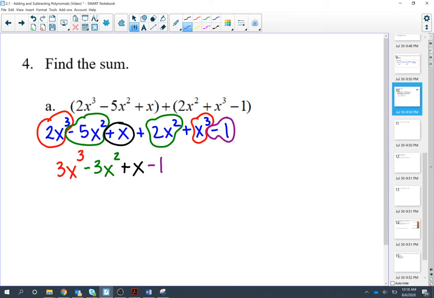Now, from here on out, all answers must be written in standard form. If they are not in standard form, you are not attending to precision, which is actually a math standard, so I will dock you a point. So standard form, we've got the x cubed followed by the x squared followed by the x followed by the constant. We are good, and this would be your final answer.